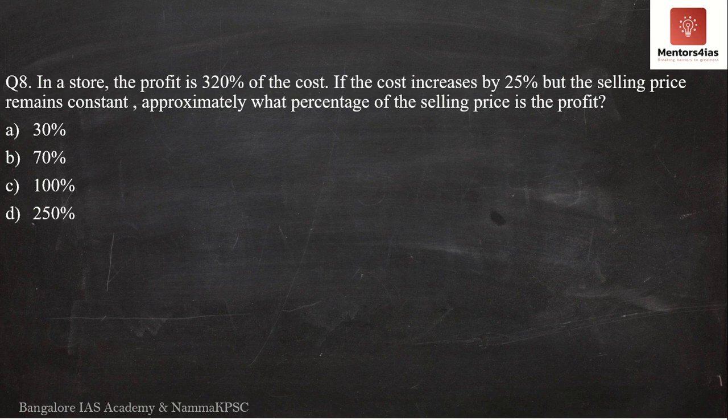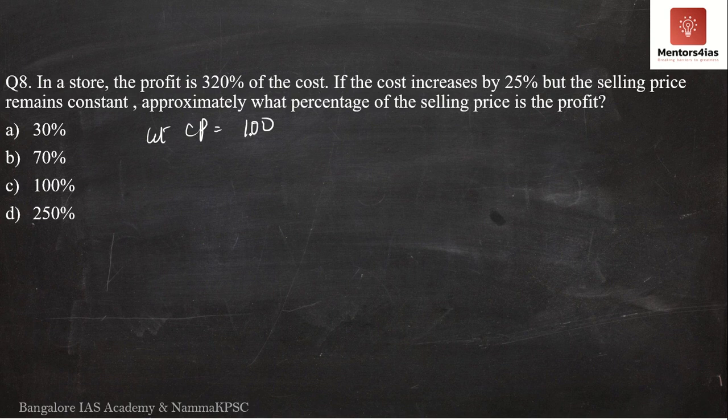Question number 8 says, in a store, the profit is 320% of the cost. If the cost increases by 25%, but the selling price remains constant, approximately what percentage of the selling price is the profit? In this particular question, since everything is in terms of percentage itself, instead of taking x, I am going to say let the cost price be 100.